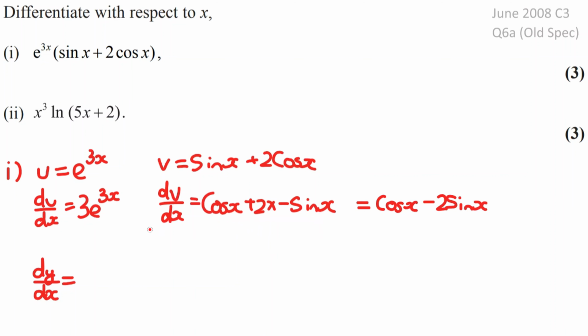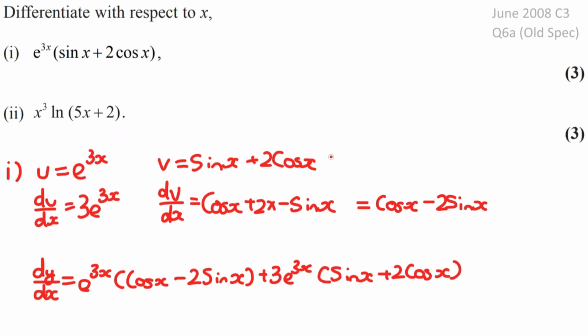So therefore dy over dx is going to be u multiplied by dv over dx, it's going to be e to the power of 3x multiplied by cos x minus 2 sin x, and then this is going to be plus v multiplied by du over dx, which is going to be 3e to the power of 3x multiplied by sin x plus 2 cos of x. You could simplify this further by factorising out the e to the power of 3x, but you don't need to. It doesn't say it in the question. You get all of the marks just by writing it like this.